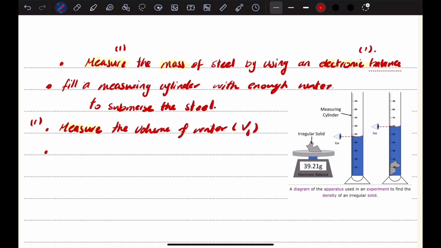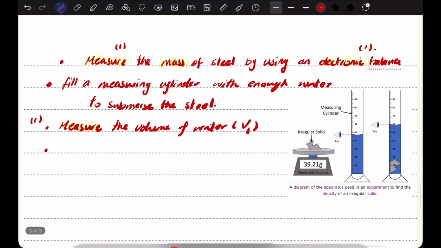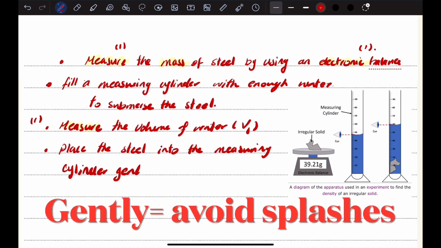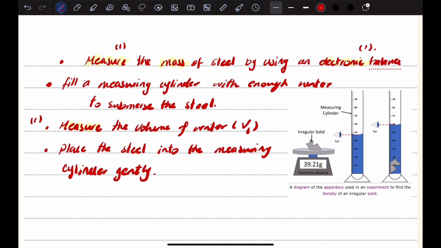The marking point 4 is to use the displacement method to measure the volume of the irregular object, which is the steel. You have to place the steel into the measuring cylinder, and when you place it, please place it gently, because you want to measure the volume while avoiding any splashes. So we're so close to getting marking point 4.